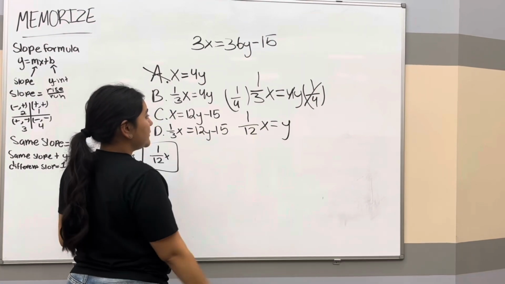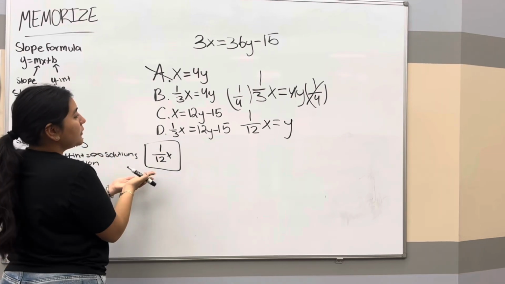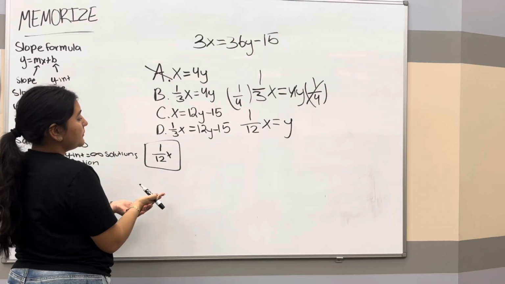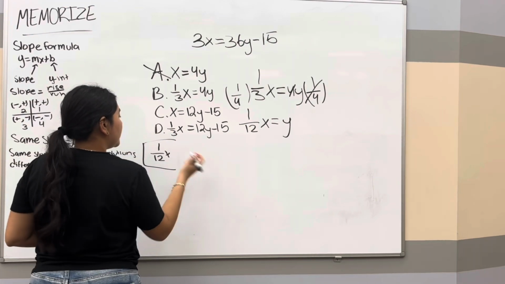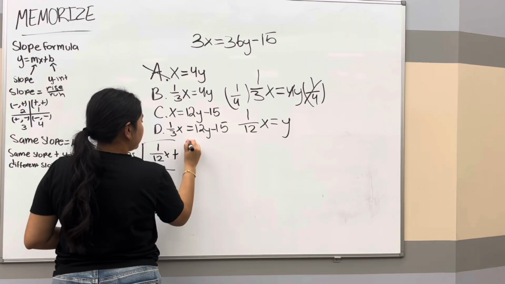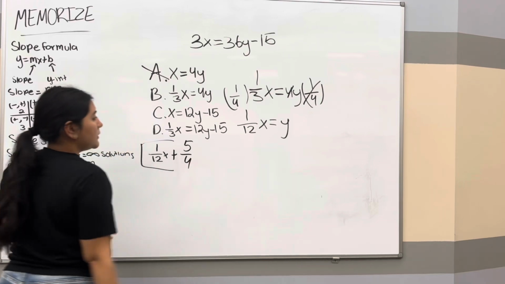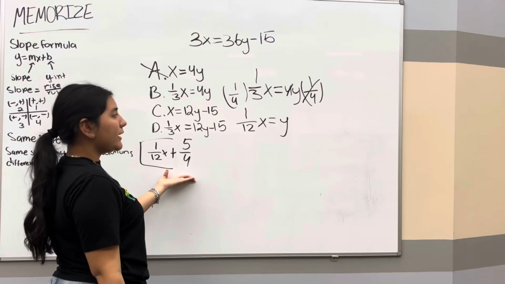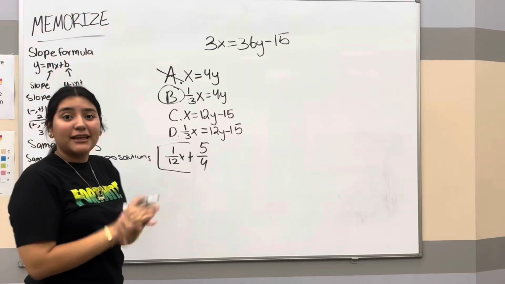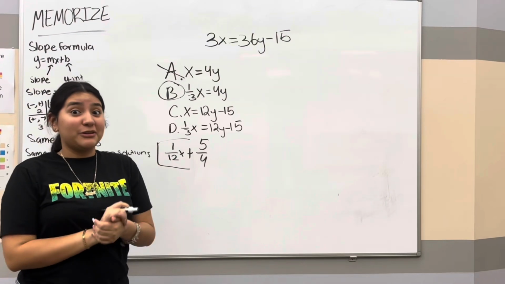Now let's compare to the original. It has the same slope. And if we remember, the original was 5 over 4. Same slope, different y-intercept.